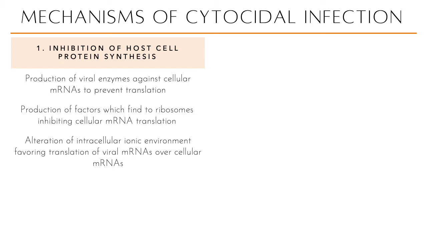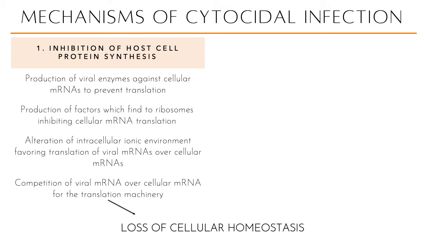Viruses can also alter the ionic environment inside, which in a way can shift the favor from cellular mRNA to viral mRNA. And there could also be competition when they produce so much viral mRNA, and that will be competing with the cellular mRNA for the translation machinery. And that leads to loss of cellular homeostasis. Again, the cell has these machineries for itself. Once the virus hijacks it, it cannot survive that easily and for long because it needs those macromolecules.